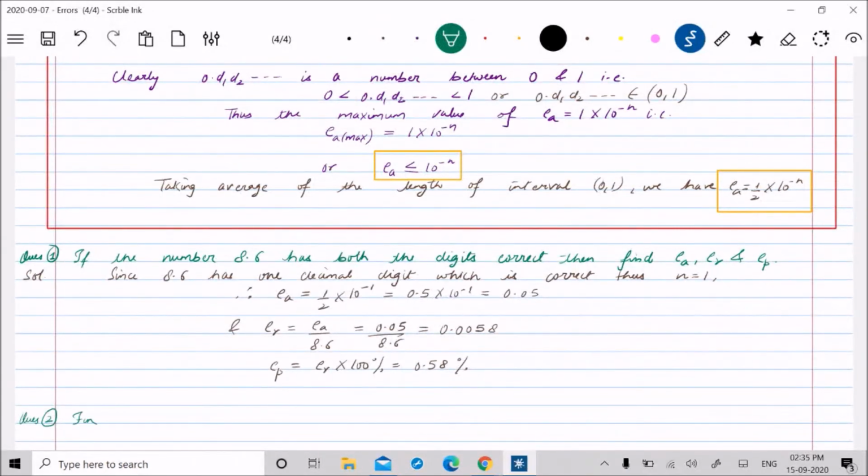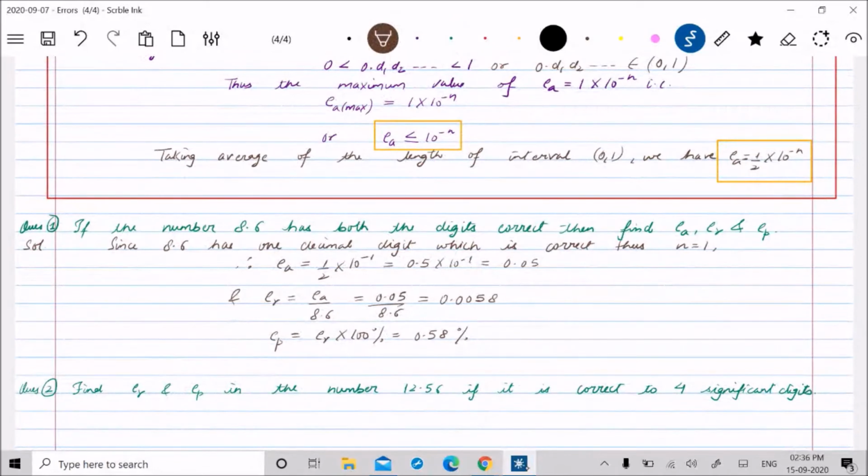So the next question is: find ER and EP in the number 12.56 if it is correct to 4 significant digits, right? It means that there are 4 significant digits in this number, and if it is saying 4 significant digits, then of course both the digits after the decimal are significant, and it is very clear that none of its digits are 0. So all of the digits are significant, because there's always a confusion when 0 comes, but luckily in this number there are no zeros, so all of the digits are significant.